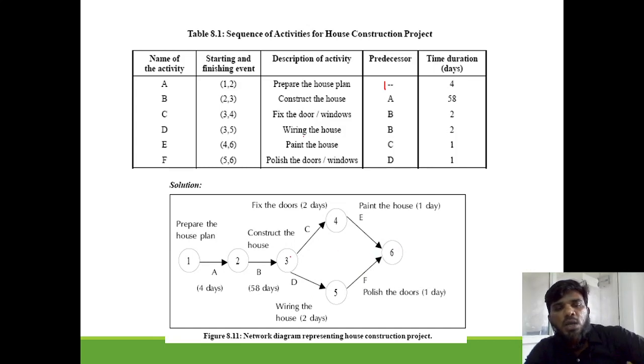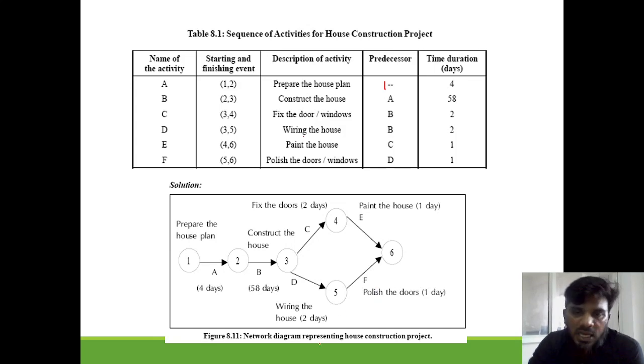You have completed this. Once you have completed your activity, this activity generally from 1 to 2, how many days you are taking, the time consumption has been given here. So they say that for preparing of house plan it requires 4 days minimum. So 4 days you have written. Next, for completion of construction of house you require 58 days. After that, for completion of fixing of doors you require 2 days. Every data is given, you are just inserting the data there. So in this way we have to draw the network.